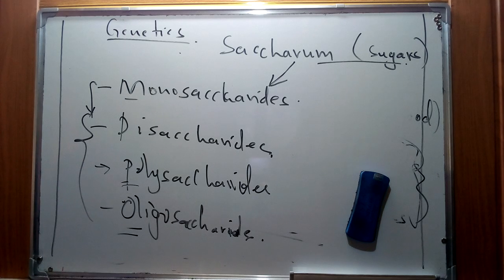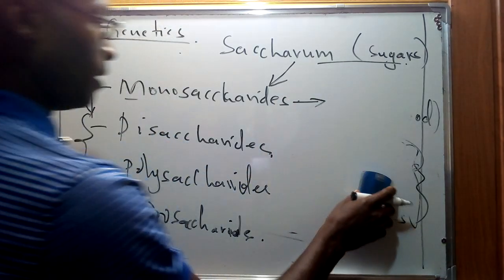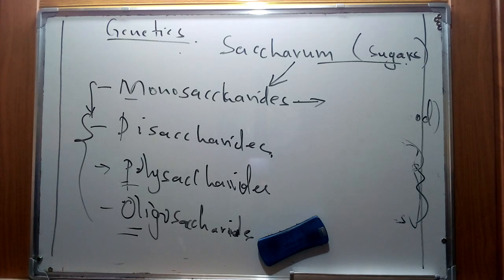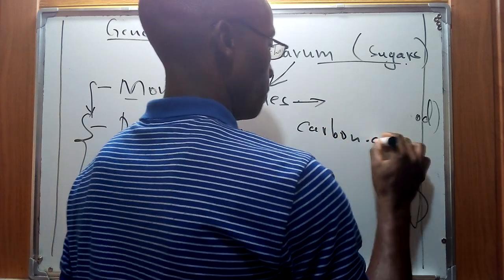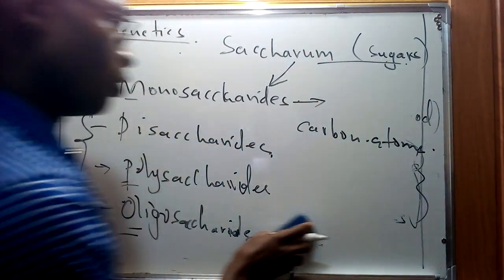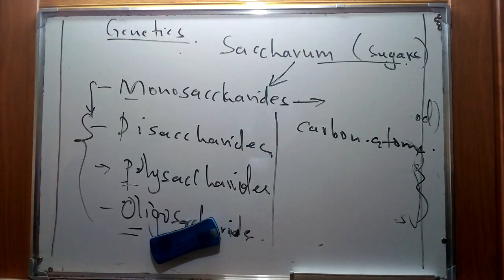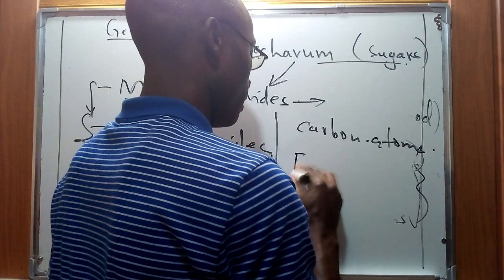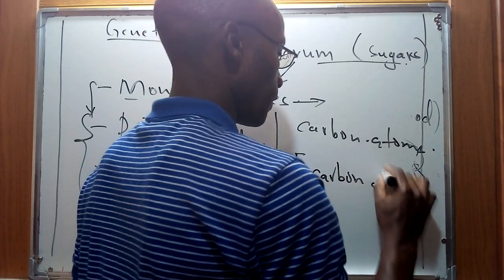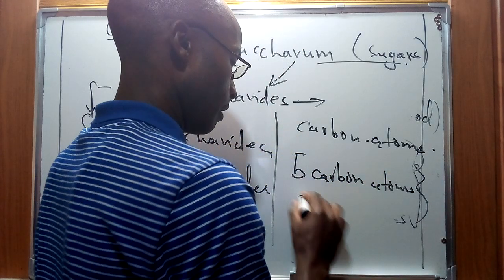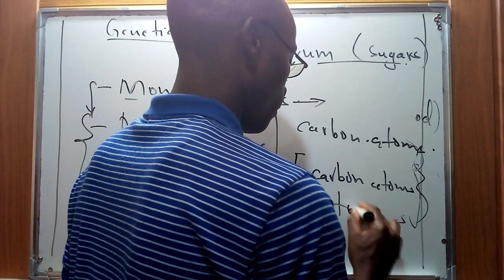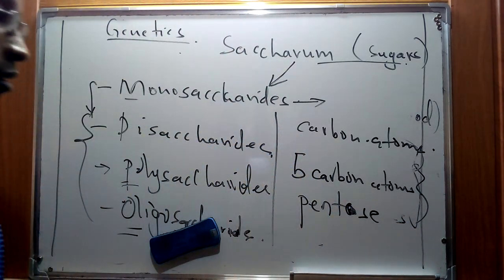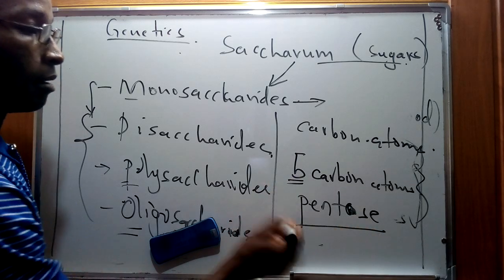So in this case, under the monosaccharides, we can classify these monosaccharides depending on the number of carbon atoms that make up the structure of that sugar. So if we have 5 carbon atoms, then we can classify that one as a pent, and then add a characteristic ending, in this case the -ose. Therefore, a 5-member carbon sugar will be referred to as pentose.